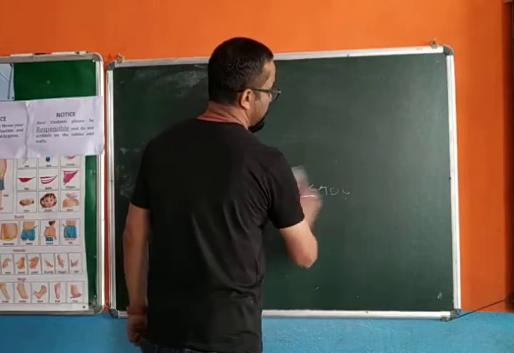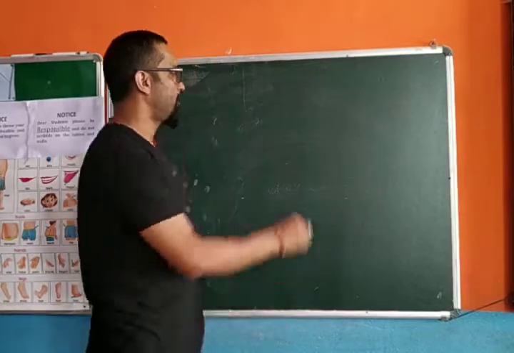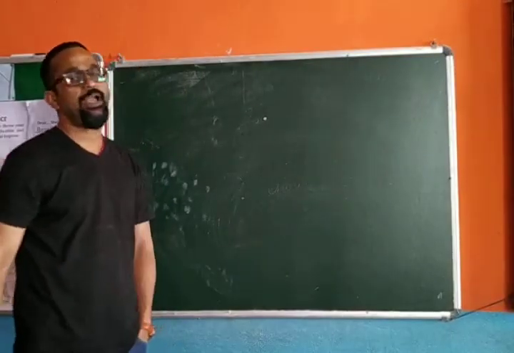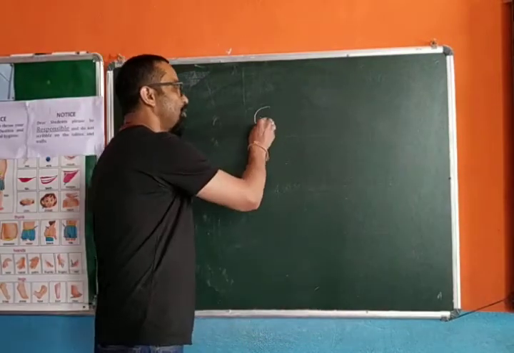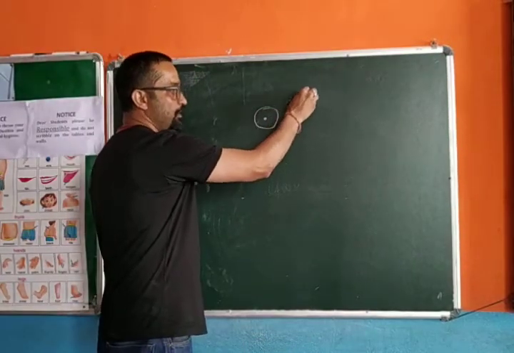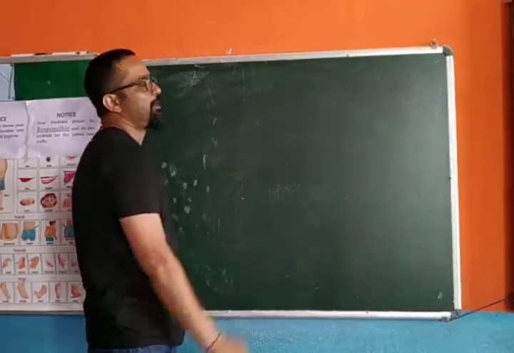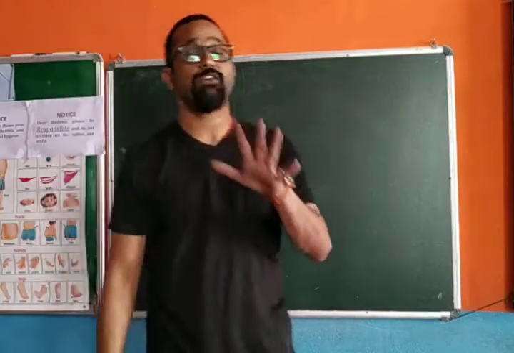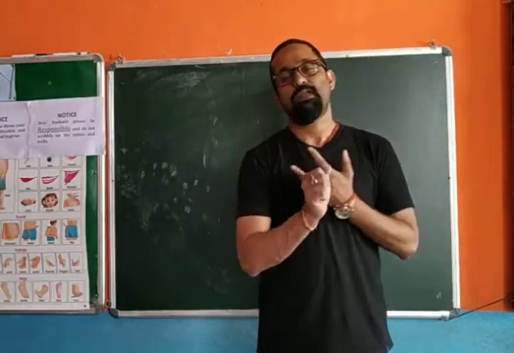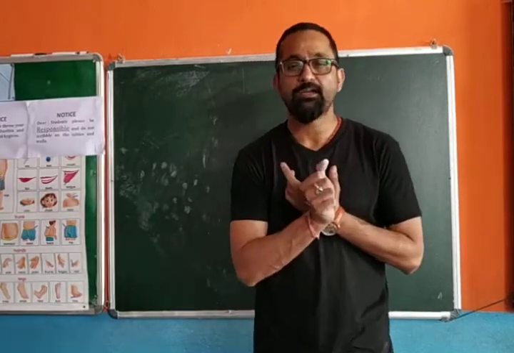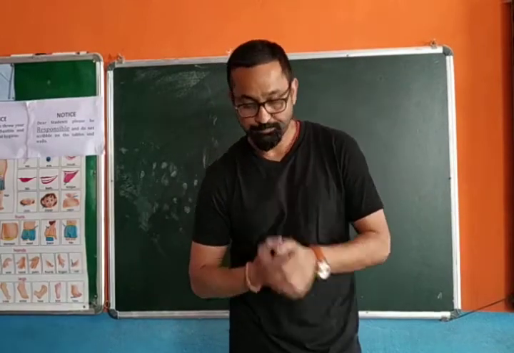Next one is angle around a point. Suppose you have a dot and you want to measure the angle around this dot. Angle around a point is always equals to 360 degree. So remember, the types of angles are: acute, obtuse, right angle, straight angle, reflex angle, angle around a point.